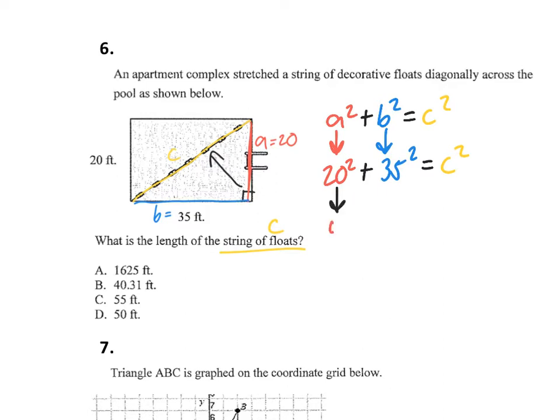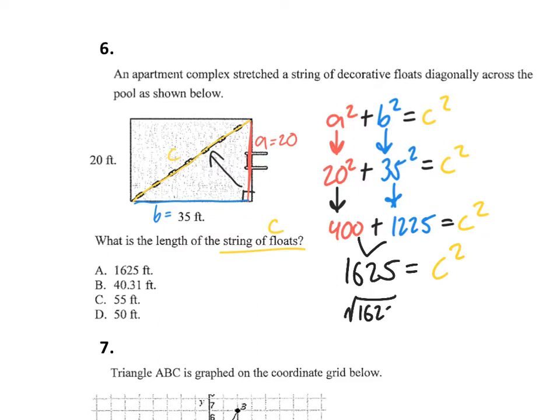20 squared is going to be 400. And 35 squared is going to be 1225. That equals our C squared. So now when I add these two together, I get 1625, and that is my C squared. So now I've got to take the square root of 1625 to have just C by itself. So when I do the square root of 1625, I get 40.3 and some other decimals, but I'm just going to do that for right now. So 40.3 is what I'm looking for. B is the closest answer on that one.